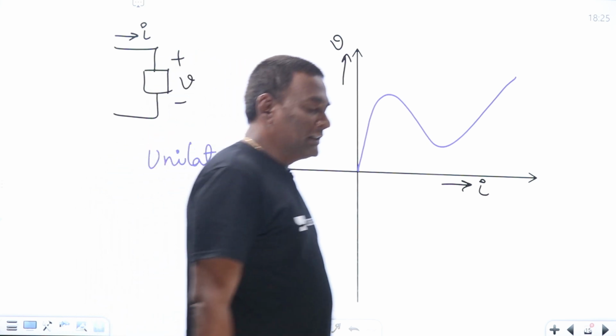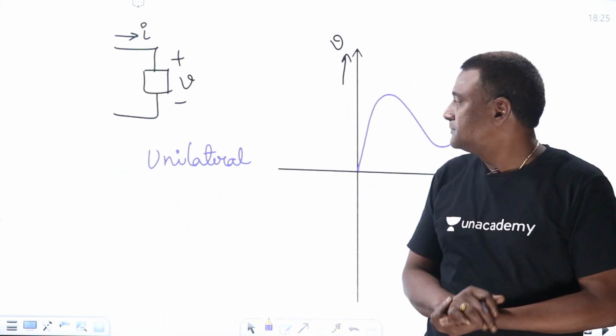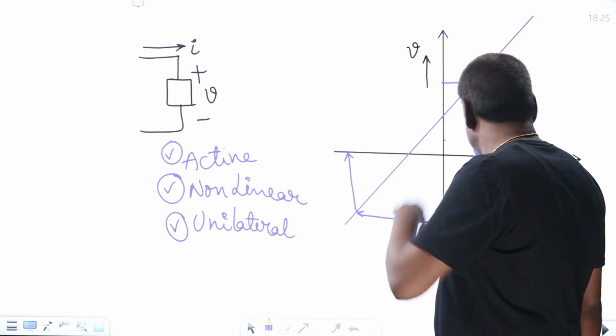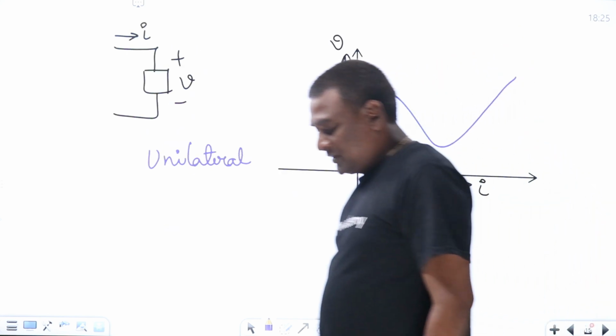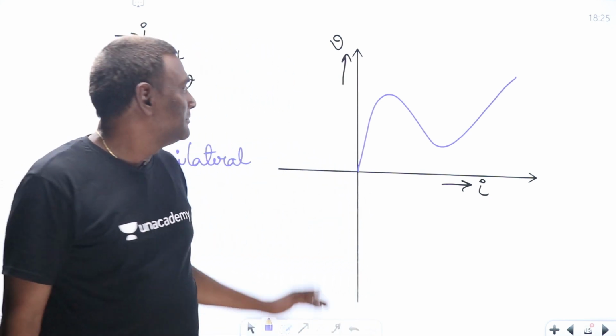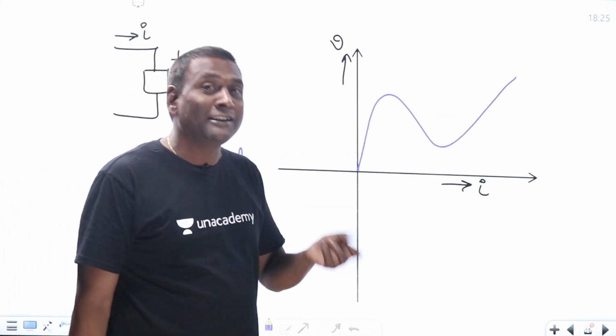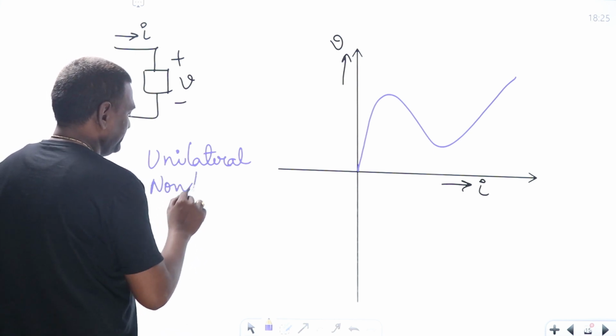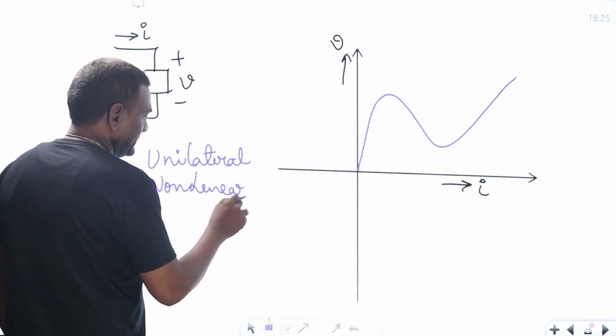Okay, and after that we will see active passive later. Okay, and one more thing. Non-linear. Okay, obviously is it non-linear or not? Yes, because characteristic is not a straight line going through origin, so it is going to be non-linear.